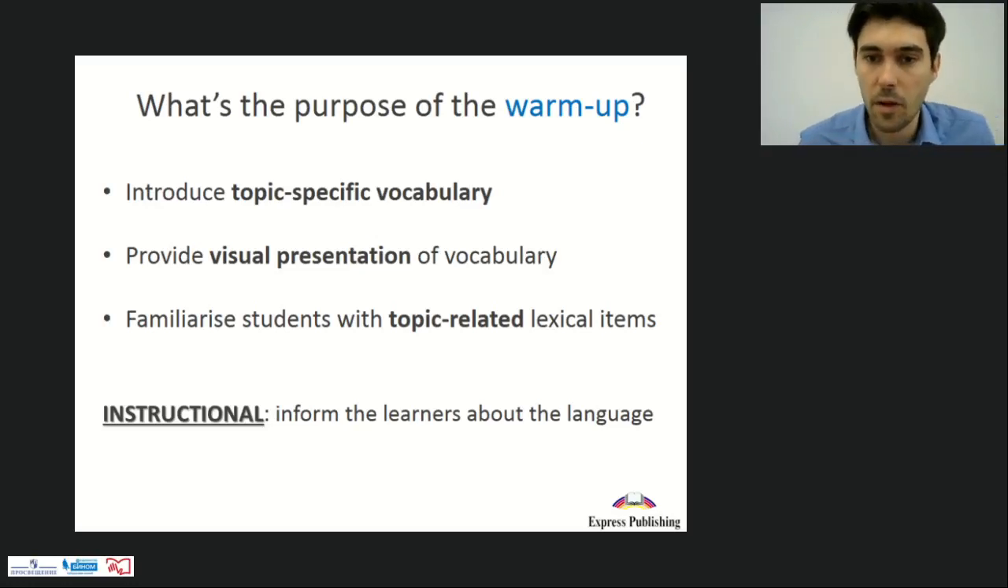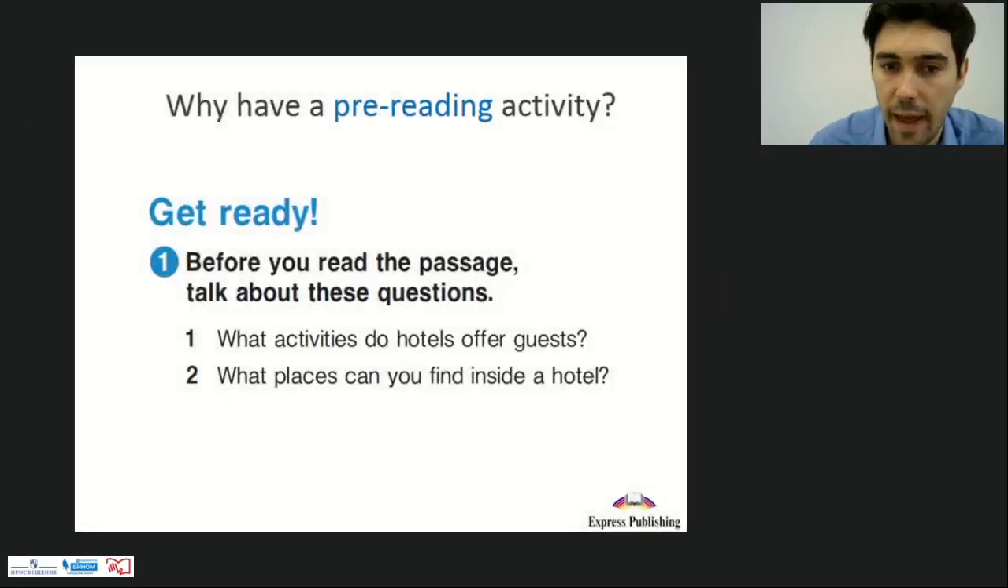Then, having looked at the vocabulary, the students will proceed to do a reading activity that uses the topic-specific vocabulary. Now, in the same way that we used a warm-up activity, the students here will be using a pre-reading activity, like a warm-up for the reading activity. And we can see here we've got a get ready section. So before you read the passage, talk about these questions. What activities do hotels offer guests? What places can you find inside a hotel?